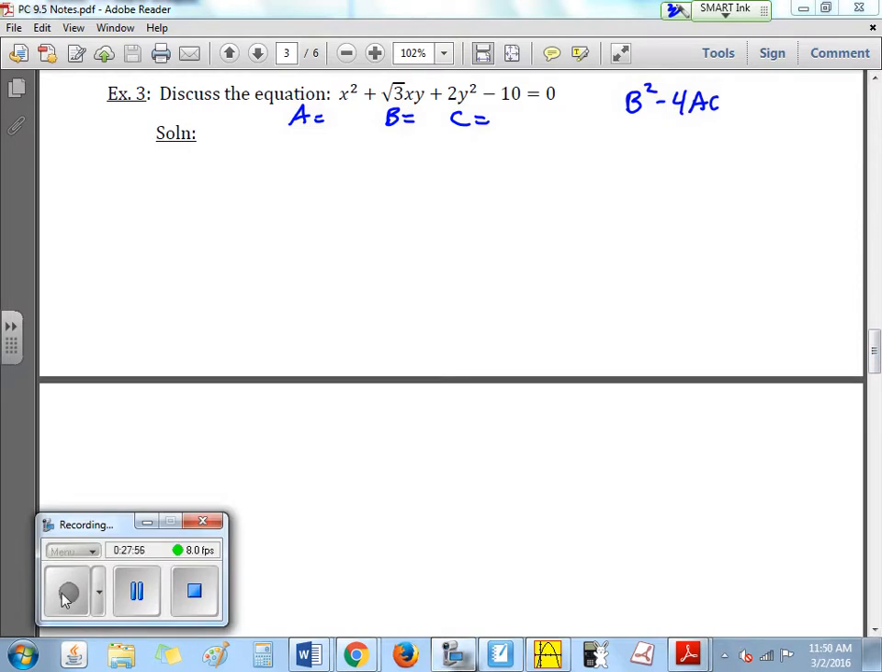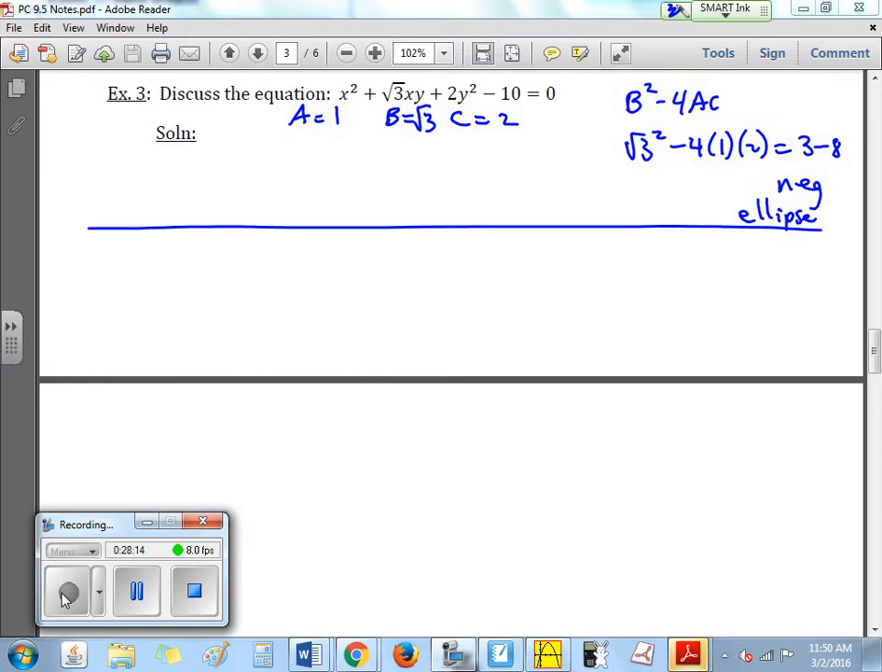Okay, so you guys figured out it's an ellipse because you chose A is 1, B is rad 3, C is 2. So you have rad 3 squared minus 4 times 1 times 2. So this just comes out to 3 minus 8, which is clearly negative. So yeah, you guys are right, it's an ellipse. Okay, now it's time to find the tilt angle. So let's use our bully analyzer. We should be able to figure out the tilt angle on that ellipse.